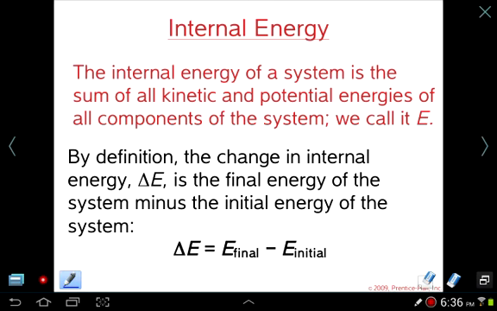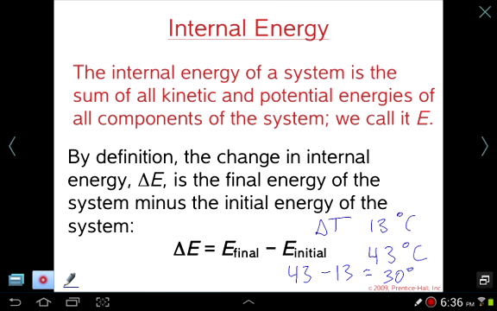You may have heard of delta T, the change in temperature, for example, if we began at 13 degrees Celsius and then ended up at 43 degrees Celsius. To find the change in temperature, we would do the final, the 43, minus the initial, the 13, and get 30 degrees Celsius, and that'd be our change in temperature. And we can apply this delta to really any other idea. In this case, we're applying it to change in energy.